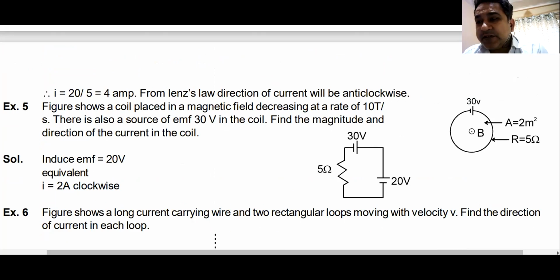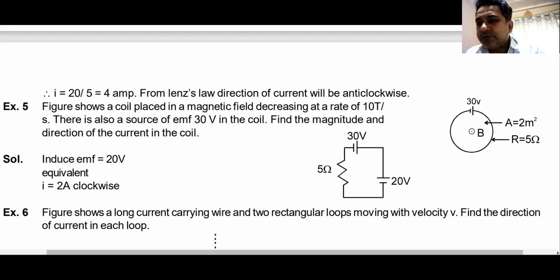Figure shows a coil placed in a magnetic field decreasing at the rate of 10 tesla per second, again case number 3. There is also a source of EMF in the coil. Find the magnitude and direction of current in the coil. They have put an additional EMF. Does that make any difference to our thing? Yes, sir. Change in voltage equal to IR.